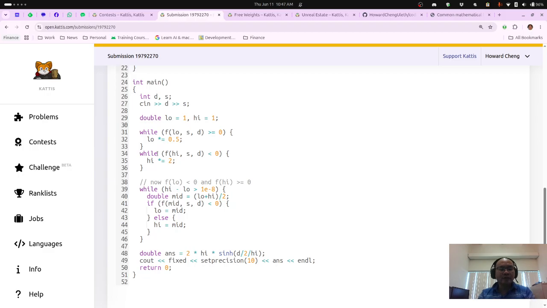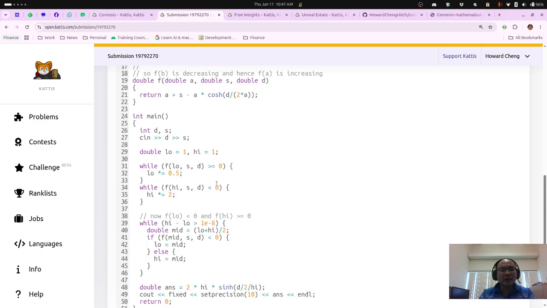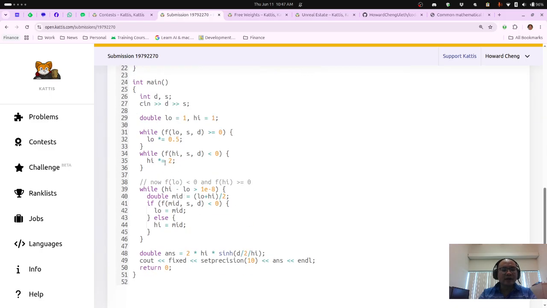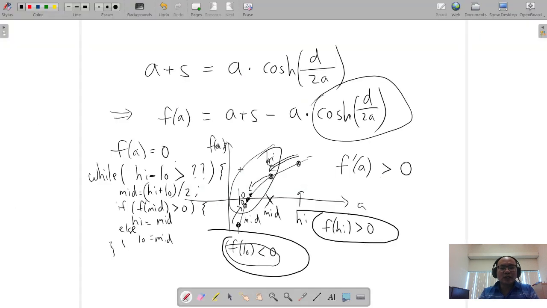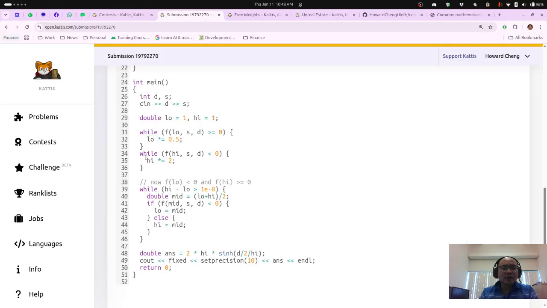And similarly, to make sure that f of high is actually bigger than 0, I guess I'm a little bit loose on what if it's exactly 0. That's very unlikely to happen. But anyway, when it's exactly 0, it doesn't completely matter. When I say greater than or less than 0, if you have less than or equal or greater than or equal, it's also fine. Anyhow, I just double it. And again, in a logarithmic number of steps, you will find a place where f of high is actually bigger than 0. So now we have this always.